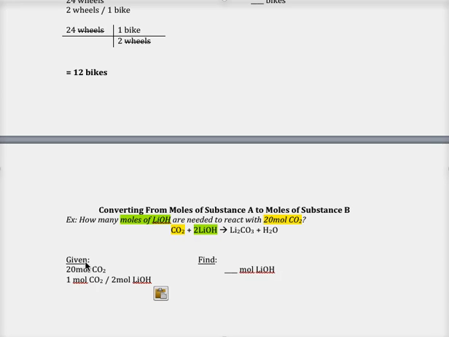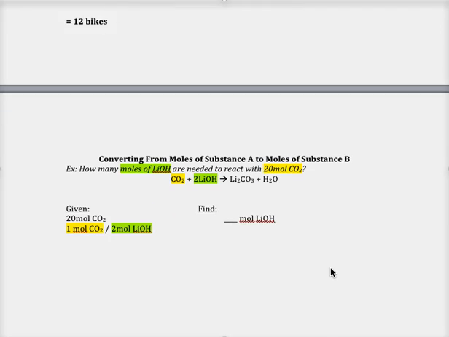So I'm given 20 moles of CO2. I'm trying to find moles of LiOH. So I just pull the coefficient of 1 mole of CO2 for every 2 moles of LiOH. And I'm going to use that mole ratio to set up my picket fence. So as you can see, I'm only going to need 2 pickets in this fence. I've got a given here and a ratio. So let's write 2 pickets.